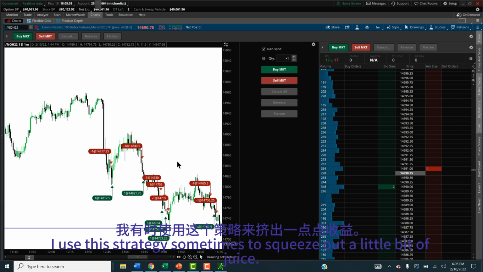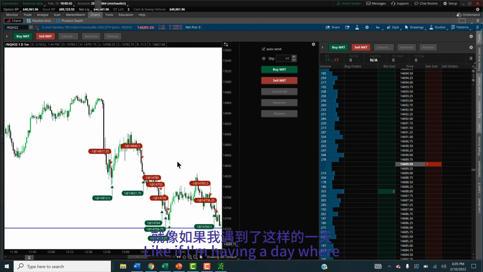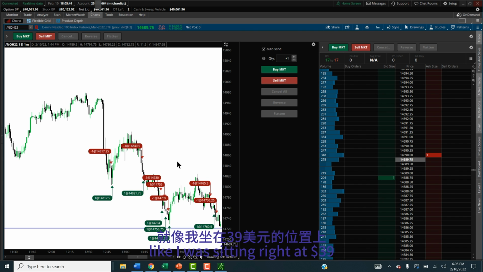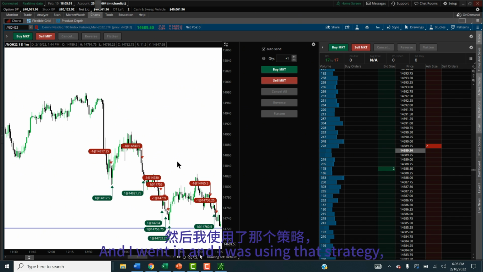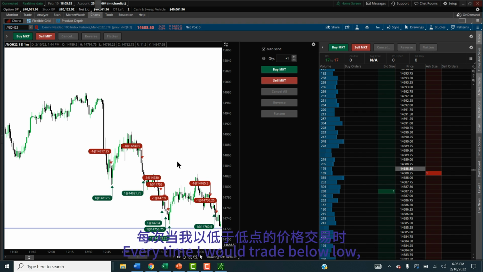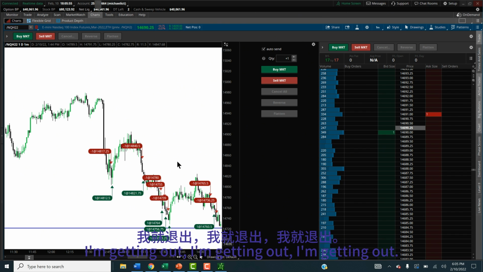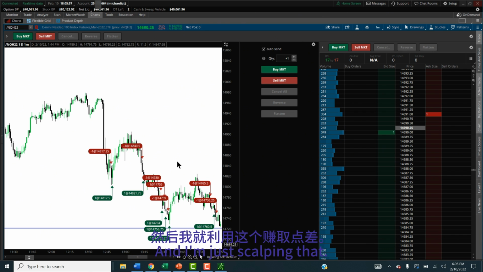I use this strategy sometimes to squeeze out a little bit of juice. Like if I'm having a day where like I was sitting right at $39,700 or something like that. And I went in and I was using that strategy, taking out the lows. Every time I would trade below a low, I'm getting out, I'm getting out, I'm getting out. And I'm just scalping that.